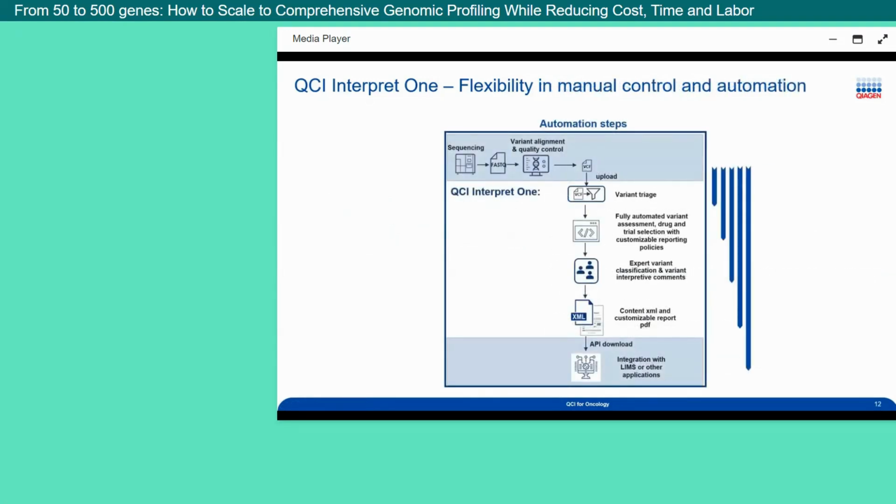While the user interface allows variant scientists to manually review the content and make edits, users can substantially decrease turnaround time and reduce hands-on time by automating various steps in the interpretation process, ranging from just the upload, all the way to fully automating the variant assessment, the drug and trial selection, retrieving interpretations and a final draft report, and downloading the information back into your LIMS system without even utilizing the user interface at all.